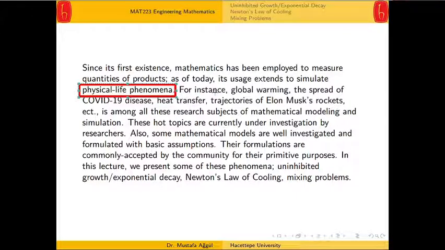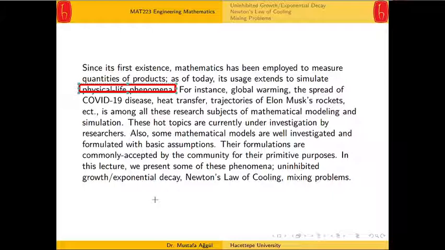So, for instance, global warming, the spread of COVID-19 disease, heat transfer, trajectories of Elon Musk's rockets, etc. are among all these research subjects of mathematical modeling and simulation. These hot topics are currently under investigation by researchers. Also, some mathematical models are already well investigated and formulated with some basic assumptions. Their formulations are commonly accepted by the community for their primitive purposes.